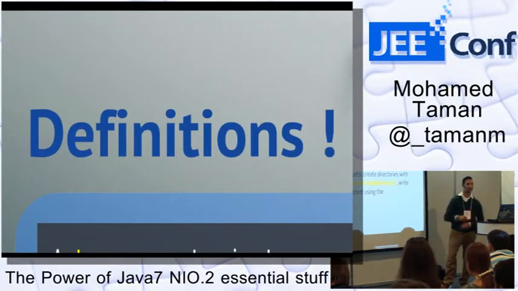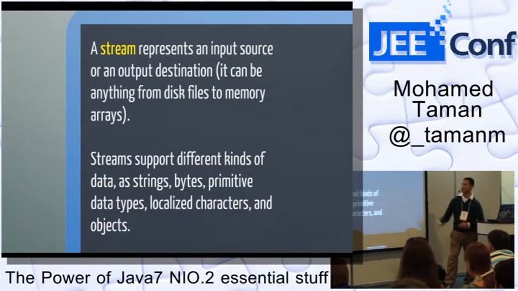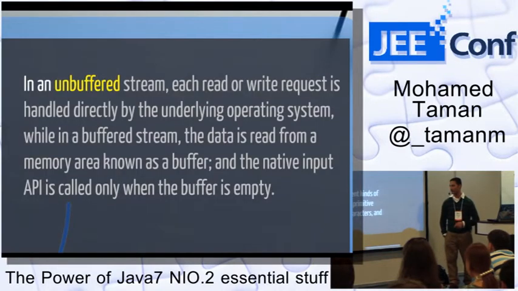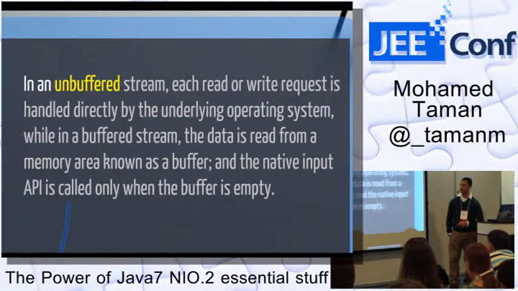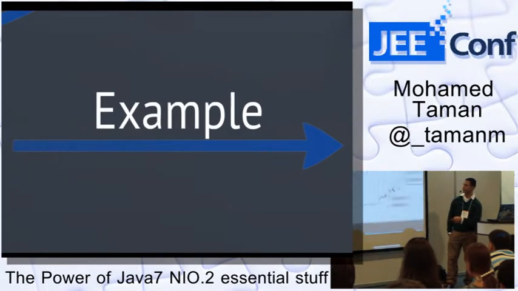Fine, I'll be with you. Some definitions. What is a stream? The stream is any source or destination. It can be anything from disk to memory, or a stream, or everything. Streams support different kinds of data like strings, bytes, primitive data types, localized characters, and so on. Do you know what the difference is between a buffered and an unbuffered stream? In a simple way, without all of this, let's consider an example.